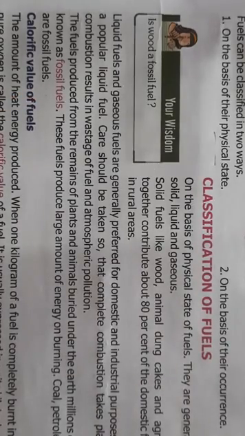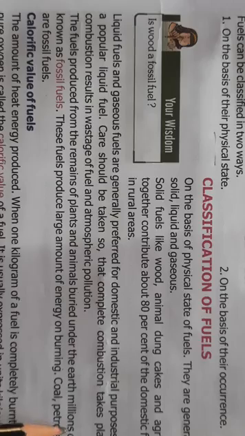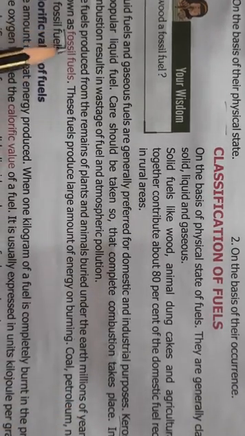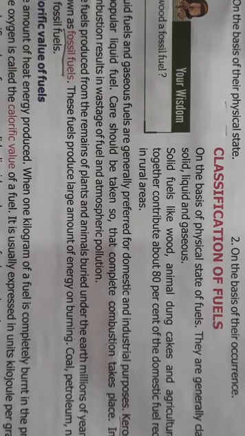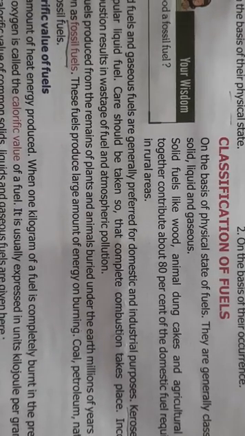So what is fossil fuel? Fossil fuel is produced from the remains of plants and animals which were buried under the earth millions of years ago. And what are the examples of fossil fuels? The examples of fossil fuels are coal, petroleum, natural gas. All these are examples of fossil fuels.